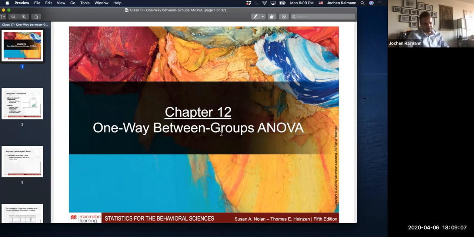I will briefly talk about the concept of a two-way between groups Anova, but I have determined that at this point, this is beyond the scope of what you really need to know for an introductory statistics course. It's getting too complicated. I just want you to come out of this class with a basic understanding of what an Anova is.